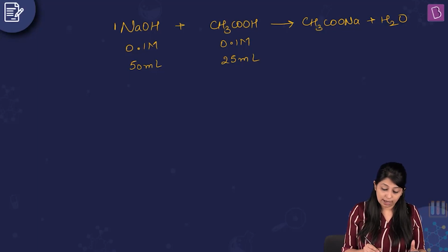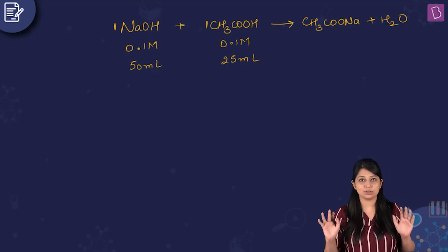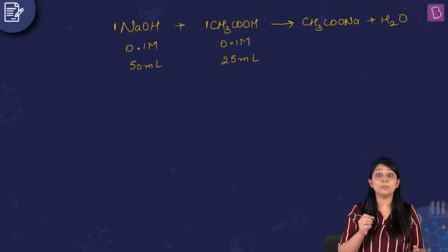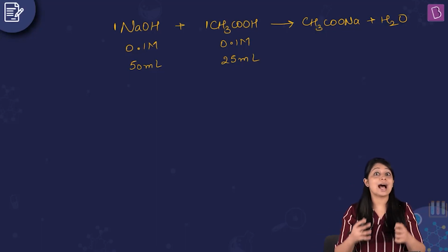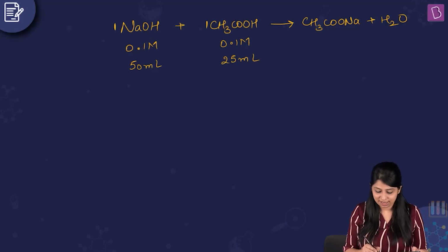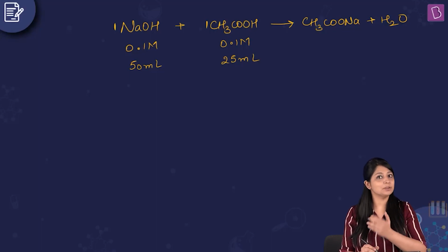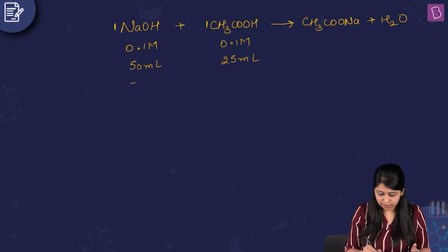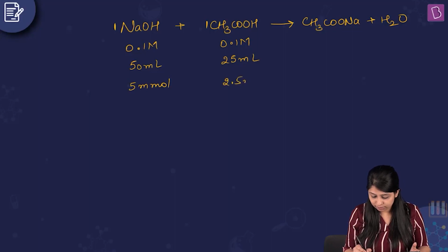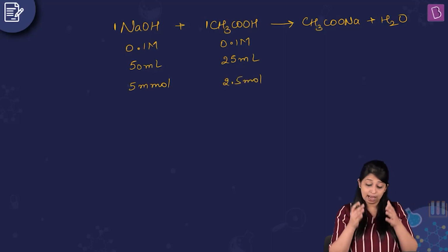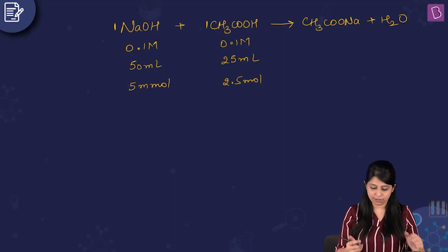So we can say that 1 mole of NaOH requires what? 1 mole of CH3COOH to react, right? So let's find how many millimoles of NaOH and CH3COOH we have here. That will be molarity multiplied by the volume, right? So here we get 5 millimoles and here we get 2.5 millimoles. Since they have to react in a 1:1 molar ratio, right?